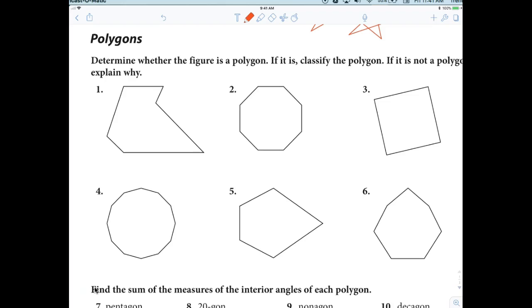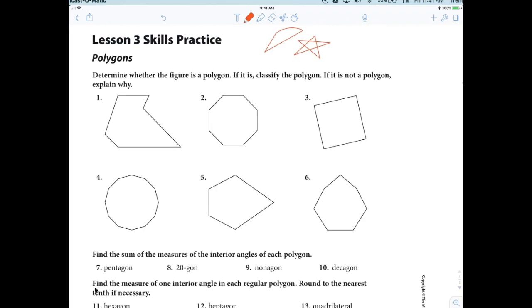Now, we're going to name number 1. First of all, is 1 a polygon? Yes. Now, how many sides? What's nice about this, you can just count. 1, 2, 3, 4, 5, 6. Hexagon. So everybody put down hexagon. Let's count number 2. 1, 2, 3, 4, 5, 6, 7, 8. Everybody's going to write down octagon. You need to work on your spelling.